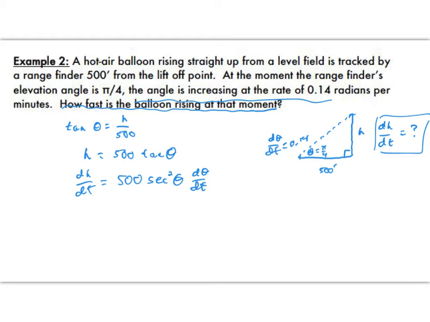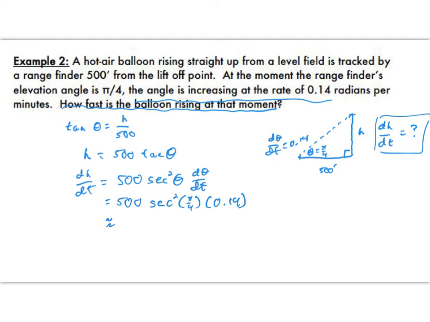So at this moment in time, I can now plug in what I know for sure at this instant and find out what I don't. What is the angle in question? Well, friends, the angle is right here. It's pi over 4. And what is d theta dt? Well, it's this 0.14. So I'm going to do 500 times secant squared of pi over 4 times 0.14, and I have a feeling that that's going to give me the information that I need.